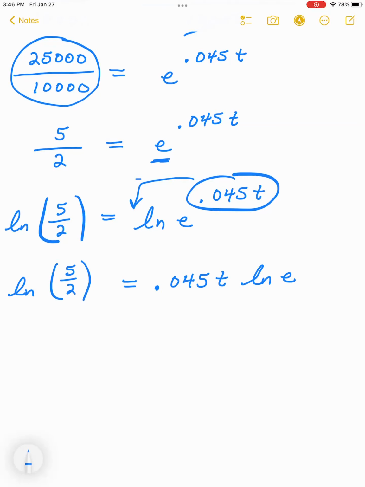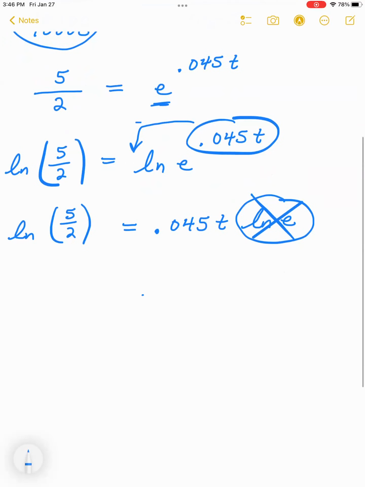When you have natural log e, that cancels out. So this is something that you want to try to memorize or know how to find: natural log e just equals 1. So that's just going to cancel out, and so we have now 0.045t equals the natural log of 5/2.